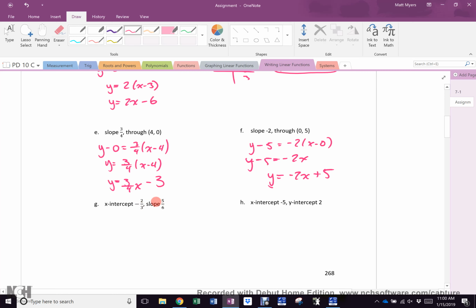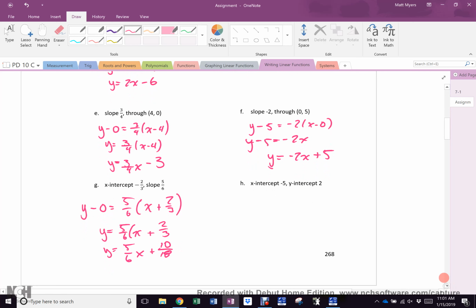X-intercept and slope. This is kind of yucky, but of course you could do y minus 0 equals 5/6 (x plus 2/3). That's barfy, but it's technically right. And then all the usual rest. y equals 5/6 x plus 2/3, or y equals 5/6 x plus 10 over 18. And then, of course, you would simplify that.